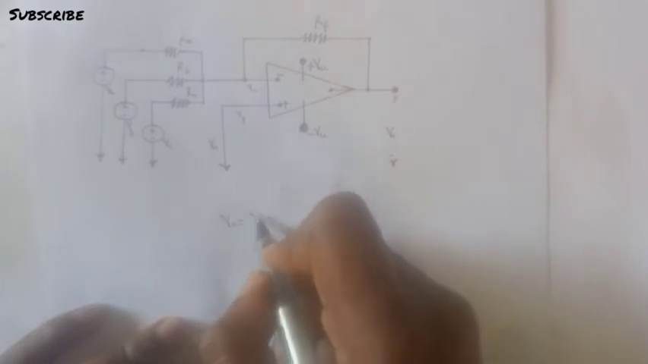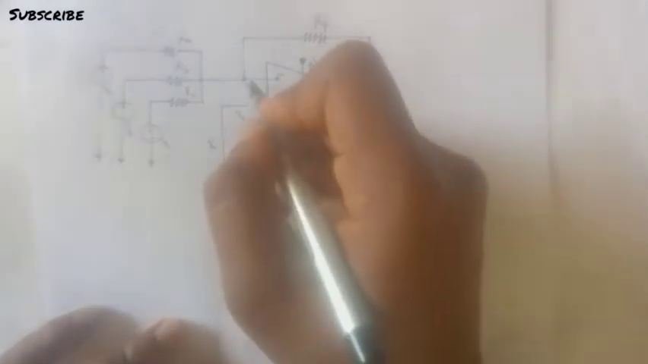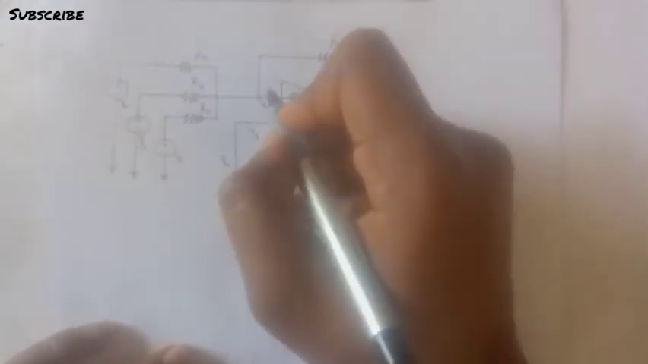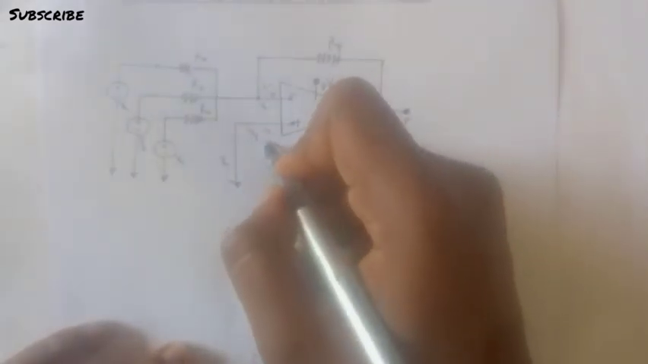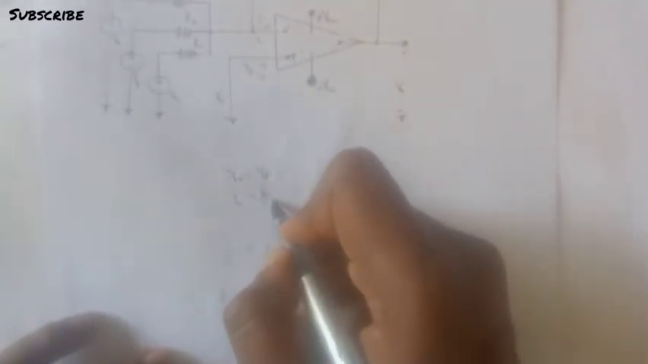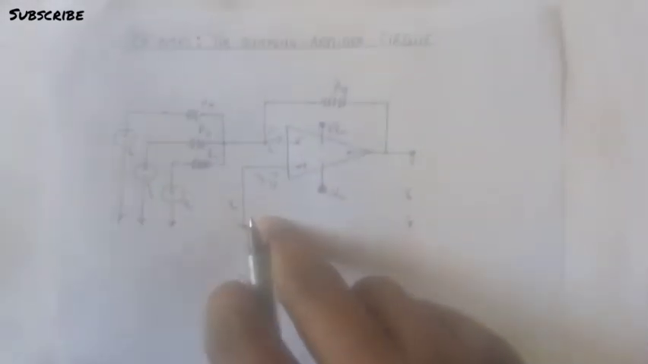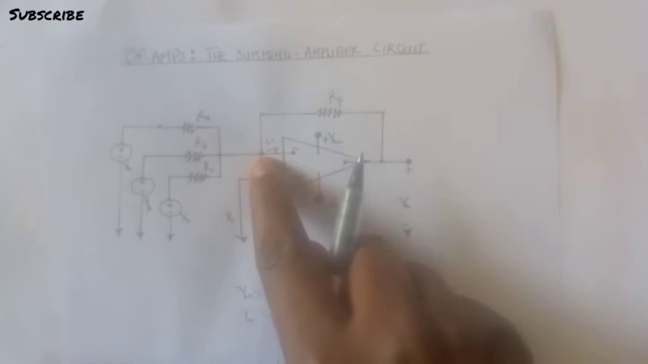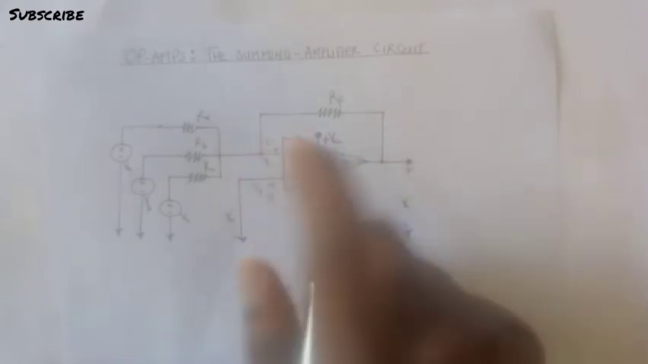Now we know that Vn equals Vp, and the current that flows in here is I of N, and the current that flows in here is I of P. We also know from our second constraint that I of N is equal to I of P. We then equate that to 0. We can then proceed to this point and write a node voltage equation at this point.